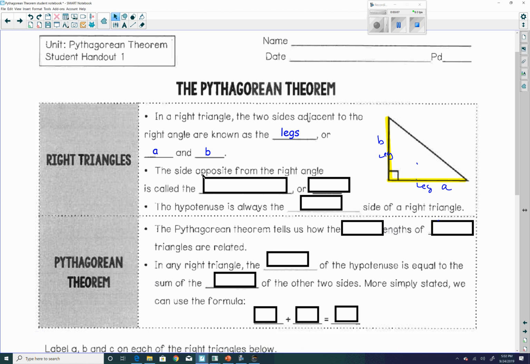The side that's opposite the right angle, and by opposite we mean if we draw a line through that right angle, it's going to be opposite, that's the one that matters. That one is the hypotenuse, and that is always our c side. So the arrow is always going to point to c, and this is our hypotenuse.